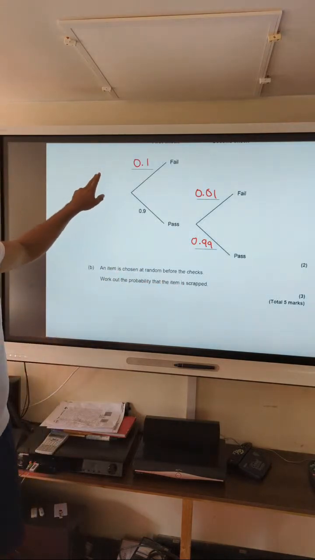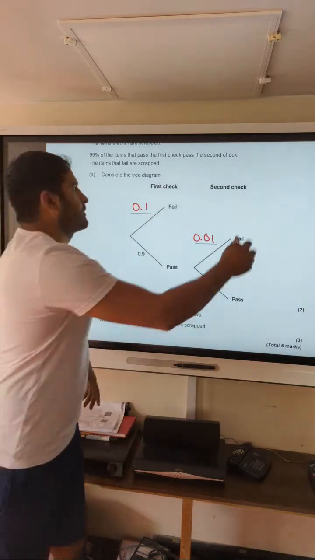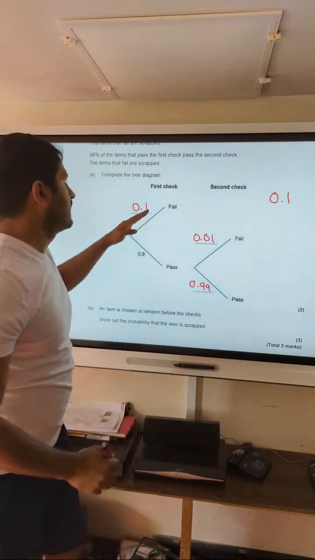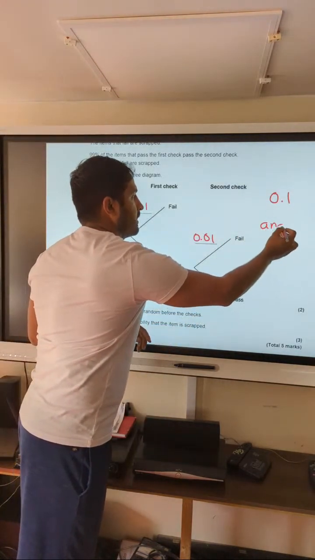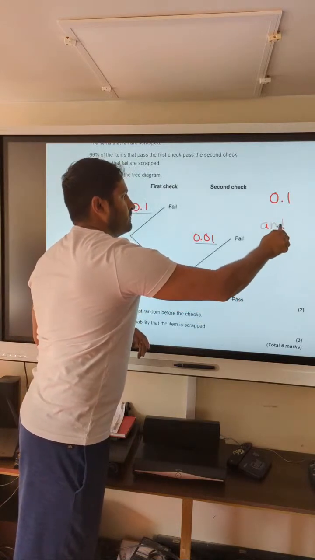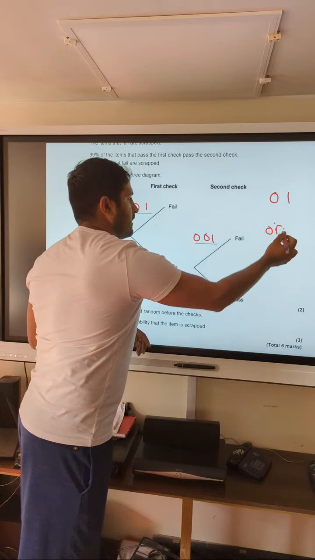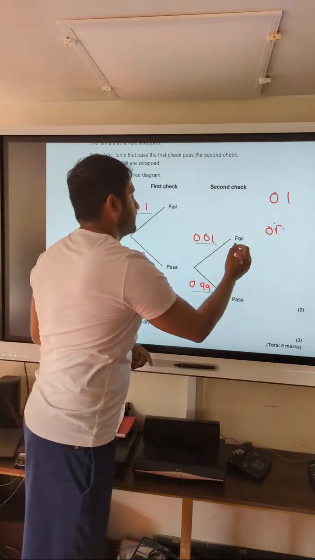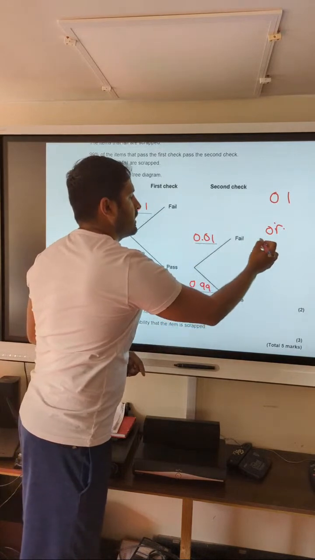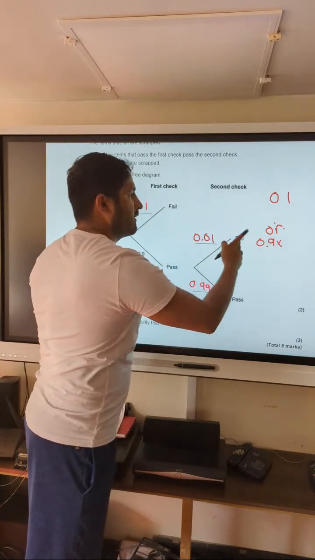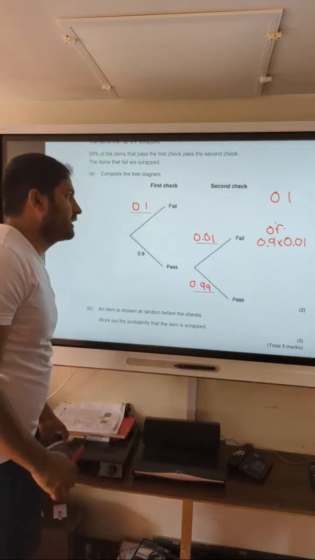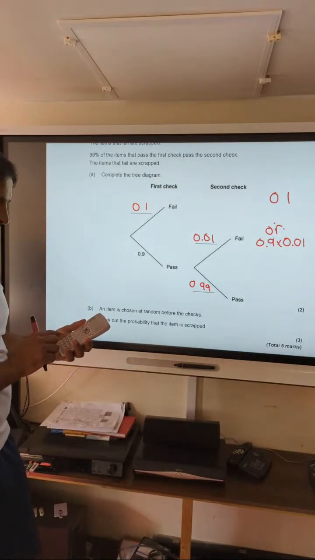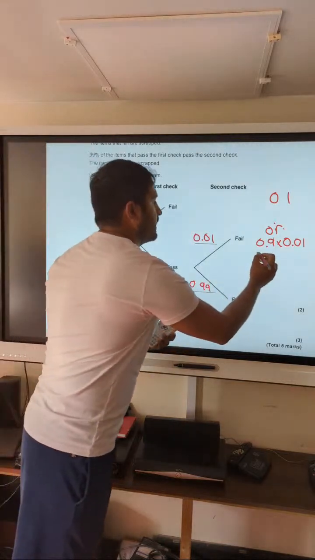So it's scrapped that way. That's one way of scrapping it, 0.1. Okay. If it fails, you scrap. That's it. And then or, in other words, it can also be scrapped if you pass the first time and fail the second time. So we're looking at 0.9 multiplied by the failing of the second check, which is 0.01. Okay, so when you multiply that, that's another probability that you can describe. 0.9 times 0.01 is 0.009.